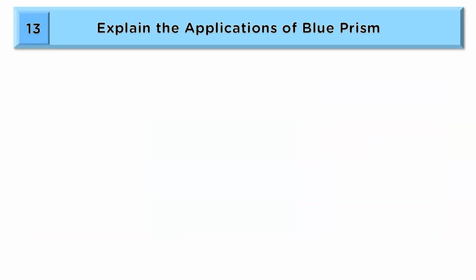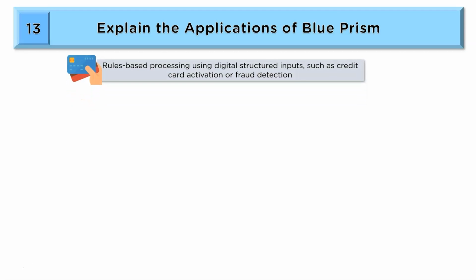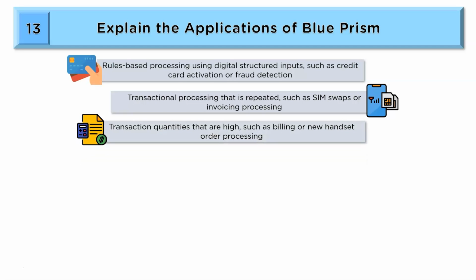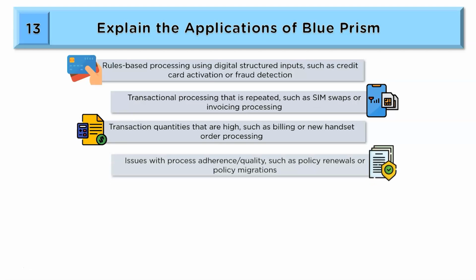Explain the applications of Blue Prism. Blue Prism's RPA software is used in the following process types. Rules-based processing using structured digital inputs, such as credit card activation or fraud detection. Transactional processing that is repeated, such as SIM swaps or invoice processing. Transaction quantities that are high, such as billing or new handset order processing.